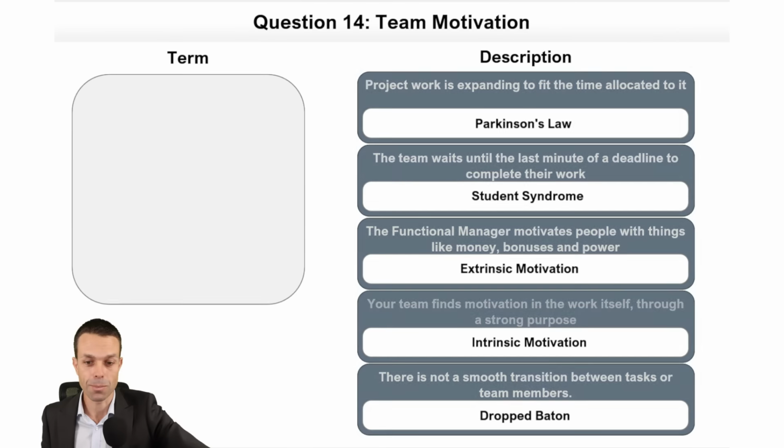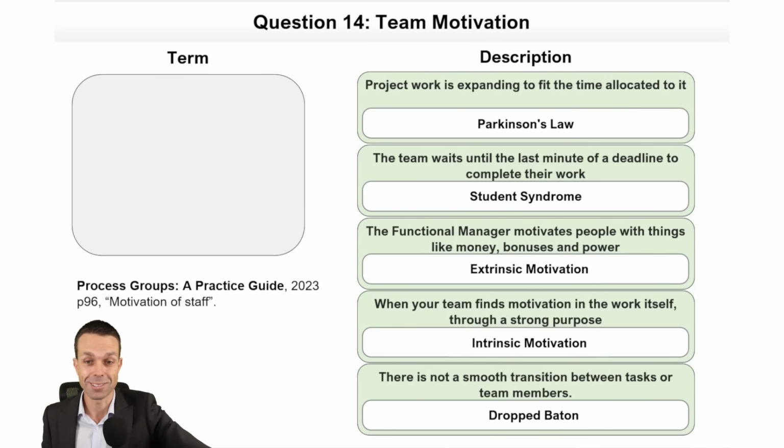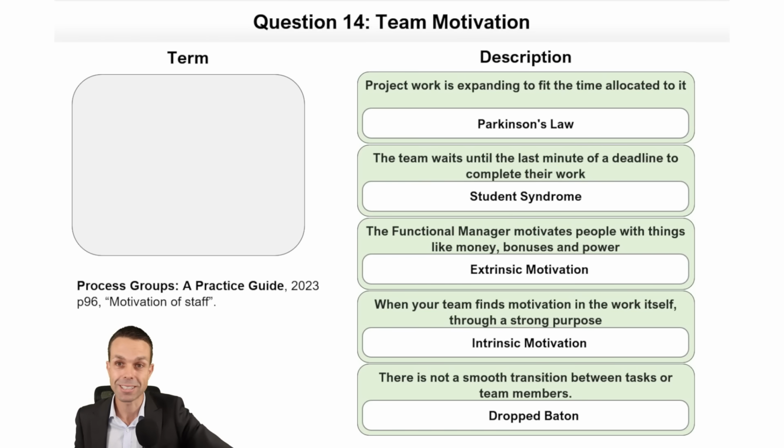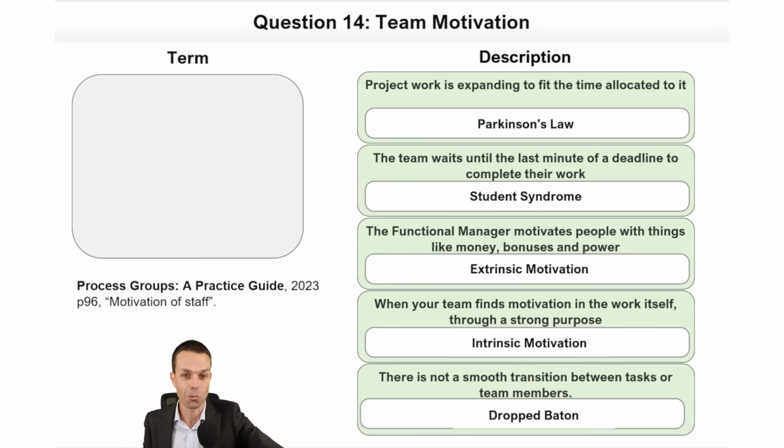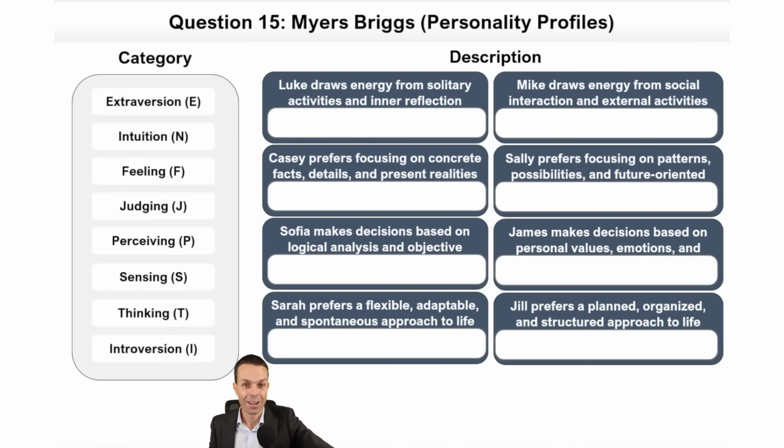Let's double check and make sure we are correct. And things are going very, very well. Check page 96 in the Process Groups Practice Guide under Motivation of Staff, if you want to look at that. Wonderful, wonderful stuff. Okay. Oh, hey, and this one's also a really good one. So Myers-Briggs, you'll probably see a Myers-Briggs question on the exam, but it's more around team personality assessments. So we just want to sometimes adjust our approach to match the personality of the people that we're dealing with.